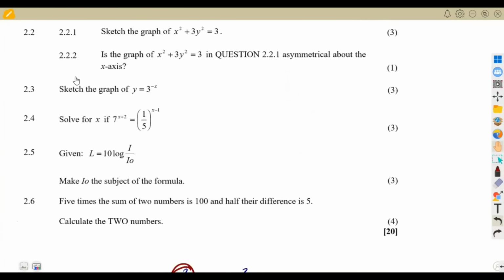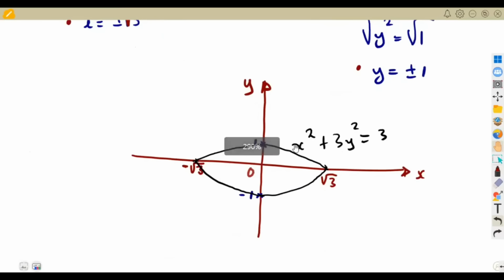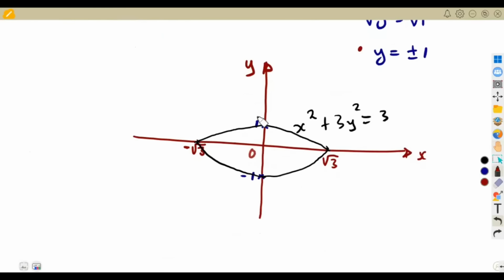All right, 2.2.2, they're now asking, is this graph of x squared plus 3y squared is equal to 3 in question 2.2.1 asymmetrical about the x-axis? All right, if we are saying it's asymmetrical, it means it's not symmetrical to the x-axis. But this graph, as we can see, is symmetrical to the x-axis. To be symmetrical is that this half here on top is the same as this half below. So if you draw a line around the x-axis, you see that this half on top can cover up this half down, that it closes without leaving any remaining part. This piece closes with this piece here. So it means it is symmetrical.